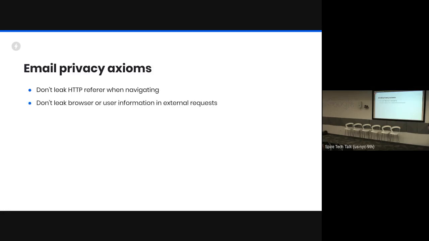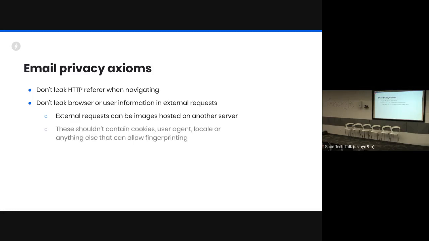Second rule, if there are any external HTTP requests made inside the email, this should not leak any browser or user information. What are external requests? Images, for example. If there's an image that's hosted on an external server, then the browser requesting this image will include some information about the browser, like the user agent, it might include cookies, and all sorts of things. Now, the rule here is that once this happens, this server should not learn anything about the user or their browser. By viewing the email, you should not reveal any information to this external server.